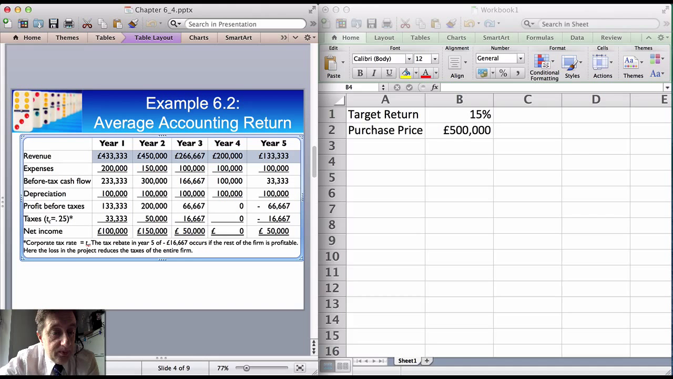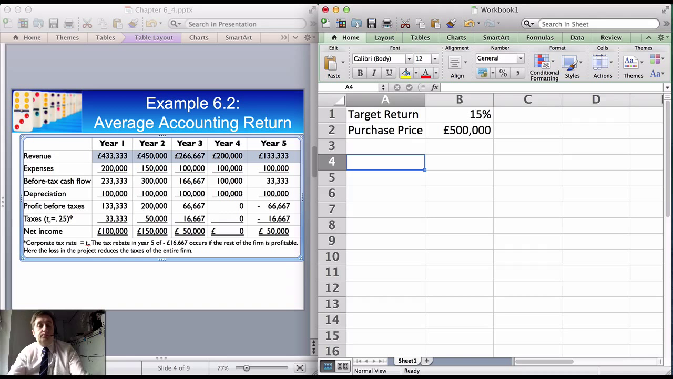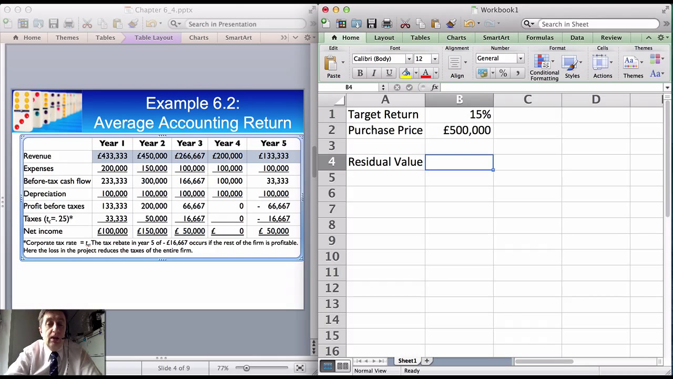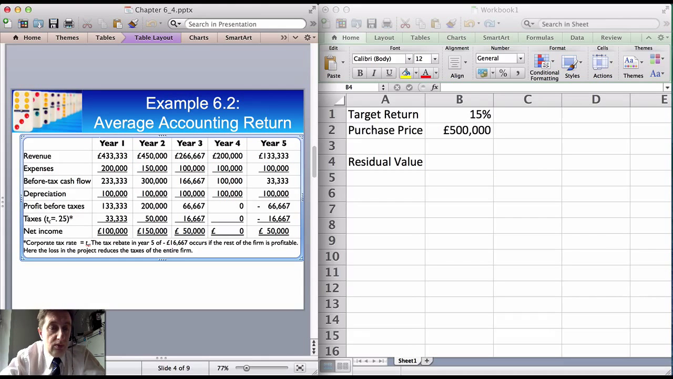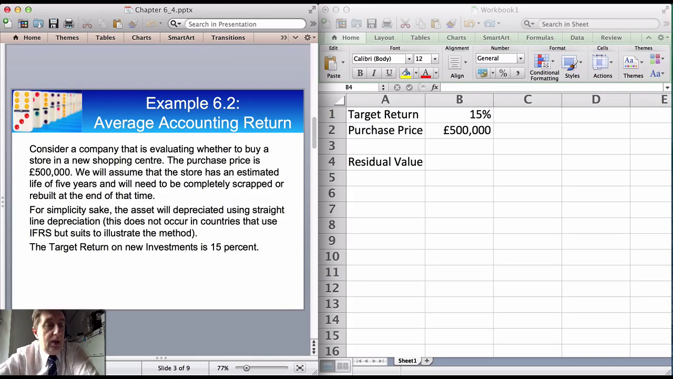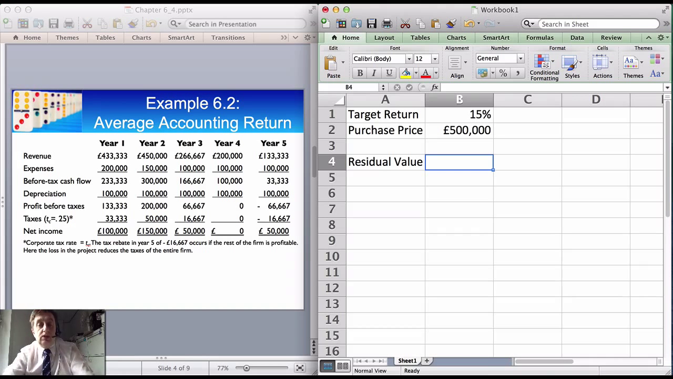Now, with straight line depreciation, what you do is you start off with the original price, which is 500k, and you get the final price or the residual value. And with the residual value, we're going to set that to zero. Why are we setting it to zero? Well, it says here it's going to be completely scrapped. We don't say there's any resale value, so we're assuming the value is just going to be zero.